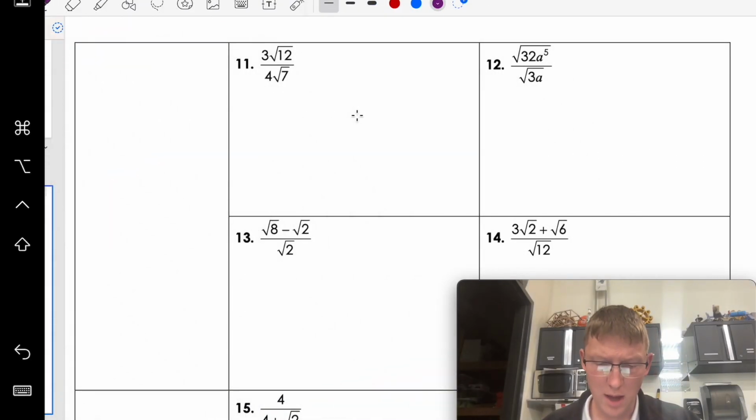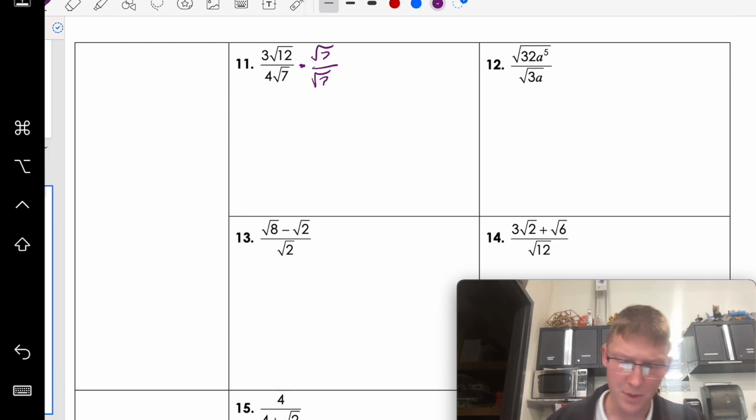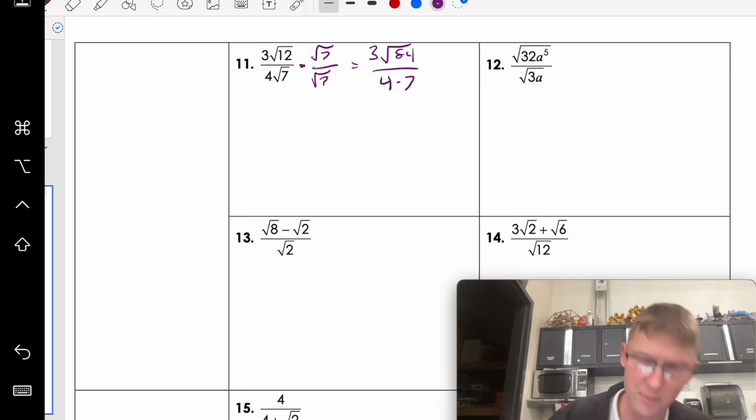So number 11, we've got a square root on the top and the bottom. That's fine. The only one we are worried about is the square root on the bottom. So again, we're going to multiply by a fancy version of 1, square root of 7 over square root of 7. Remember, under the square roots, they get multiplied together. So I'm going to take 12 times 7. So that's going to equal 3 square root of 84. And then our bottom is going to be 4 times 7.